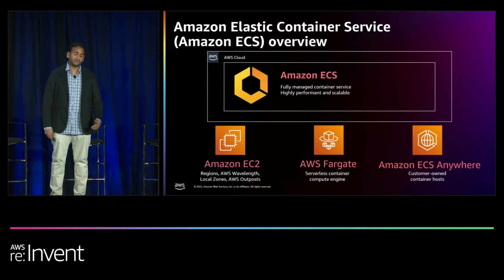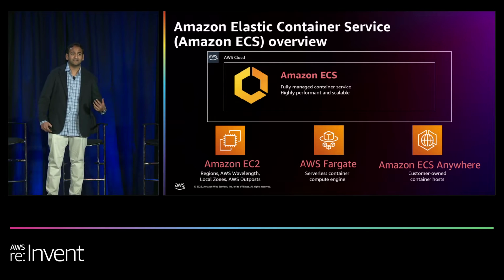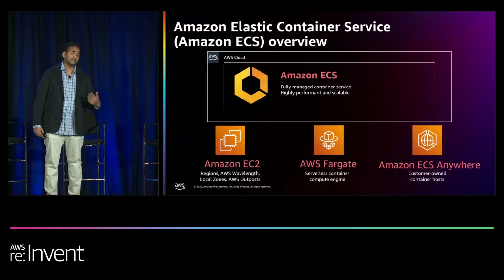For those in the audience who aren't using ECS today already, ECS is a fully managed container orchestration solution. ECS was introduced about 8 years ago at re:Invent itself. Since then, we've added a number of capabilities over time. When it started, you could use ECS to run your containerized applications on EC2. Later in 2018, we introduced Fargate, which is a serverless compute engine for running containers. And most recently, in 2021, we launched ECS Anywhere, which allows you to run containers on your own compute running in your own data centers or at the edge.